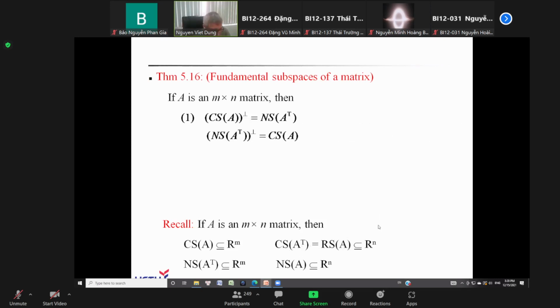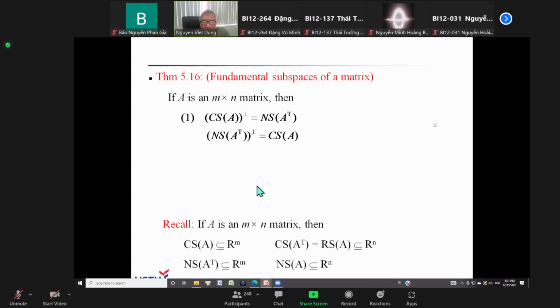Then we have the following observation. In Rm, the column space of A and the left null space of A are orthogonal complements of each other. It means if you take the column space of A and find the orthogonal complement, it is exactly the left null space of A. And if you find the orthogonal complement of the left null space of A, it is exactly the column space of A.